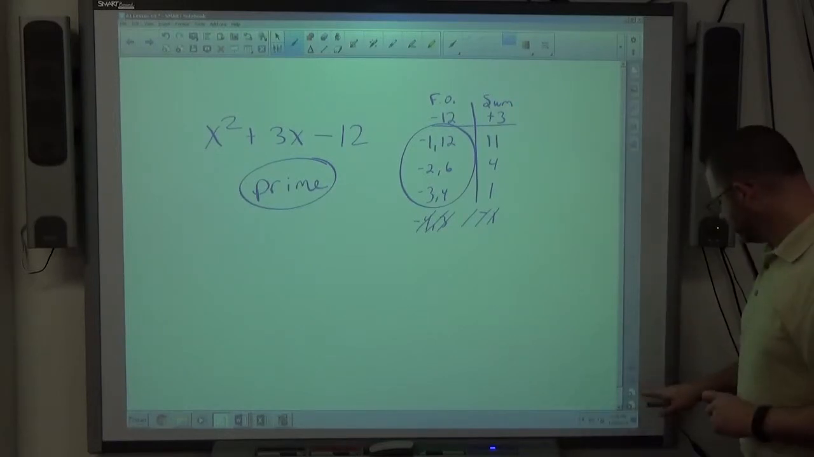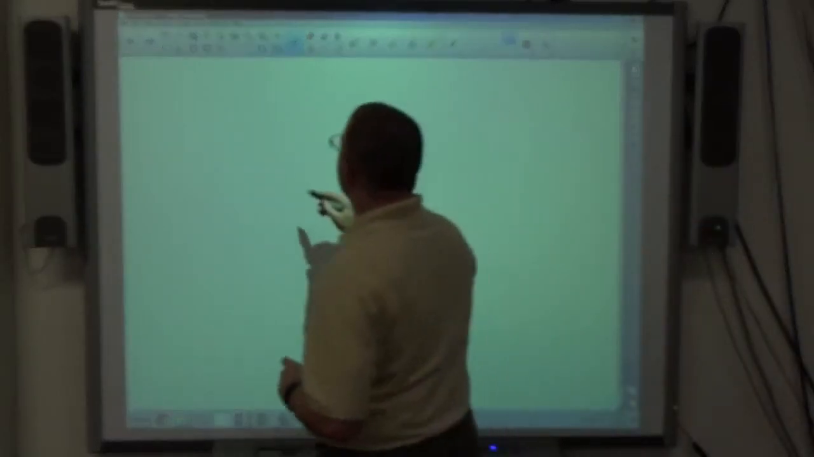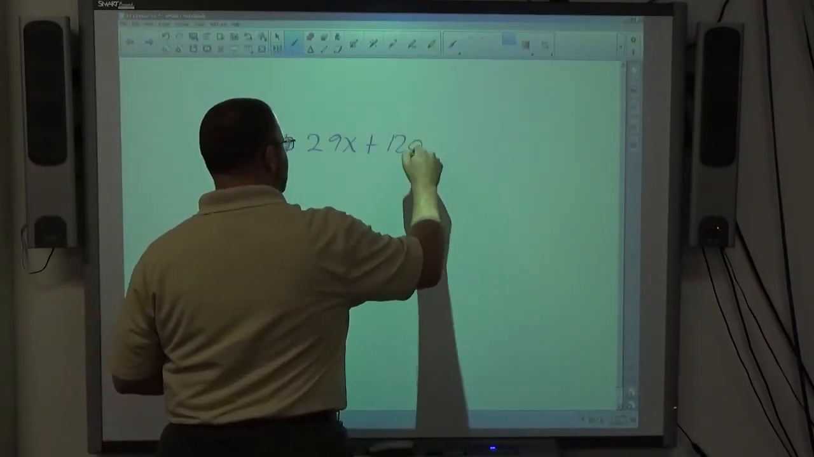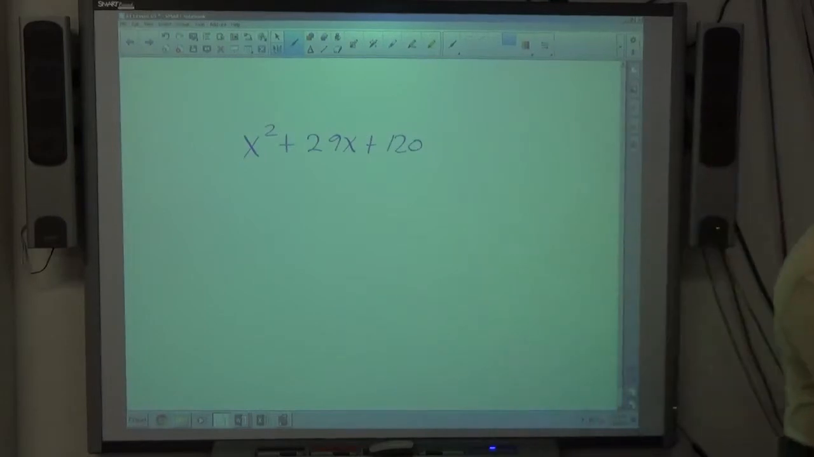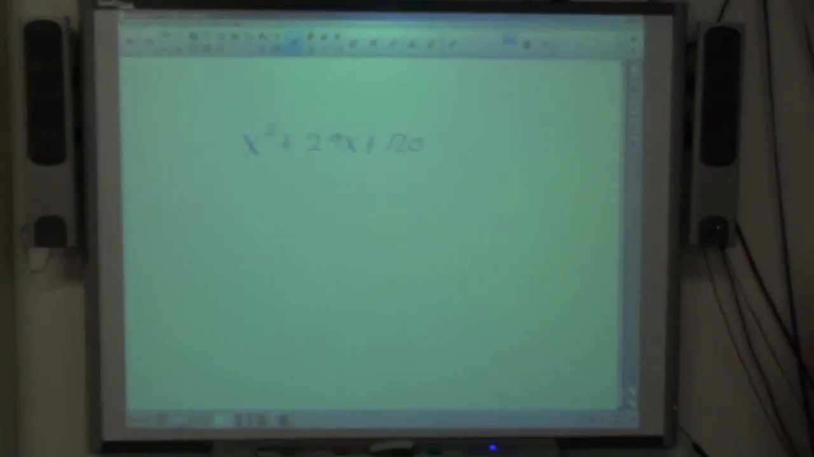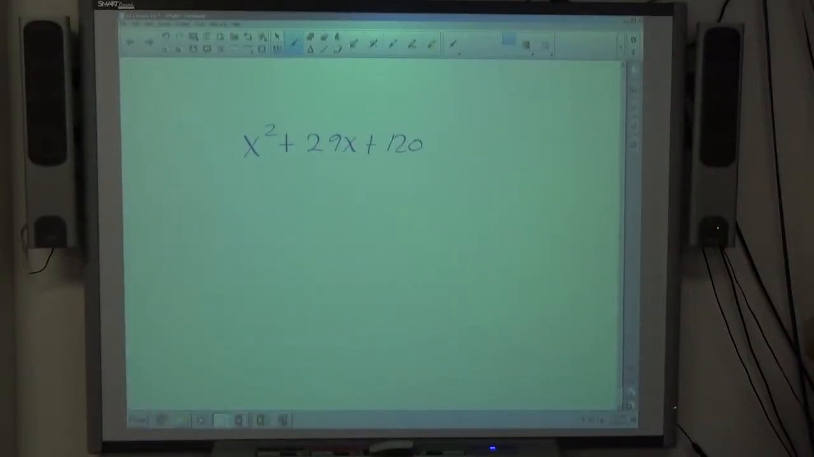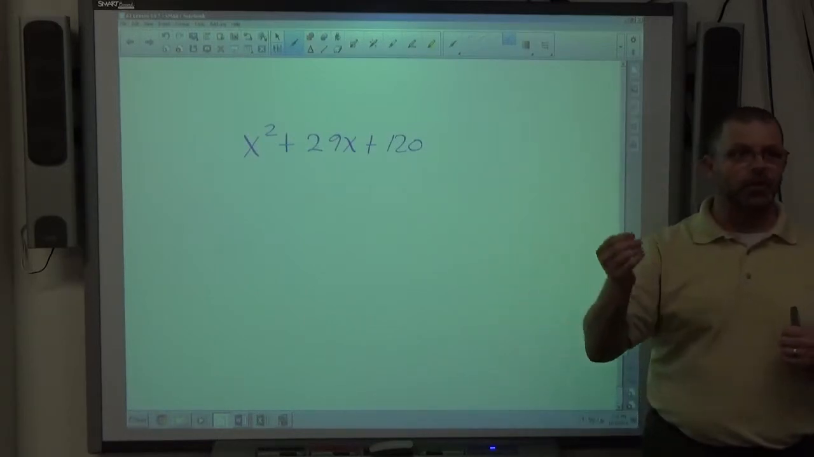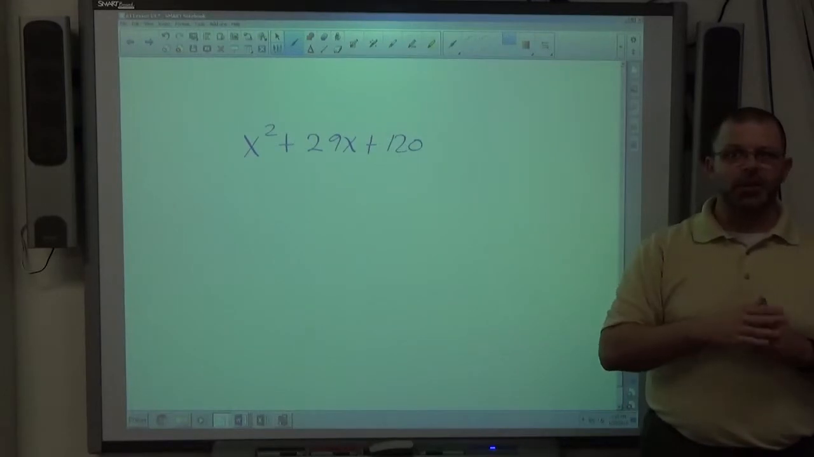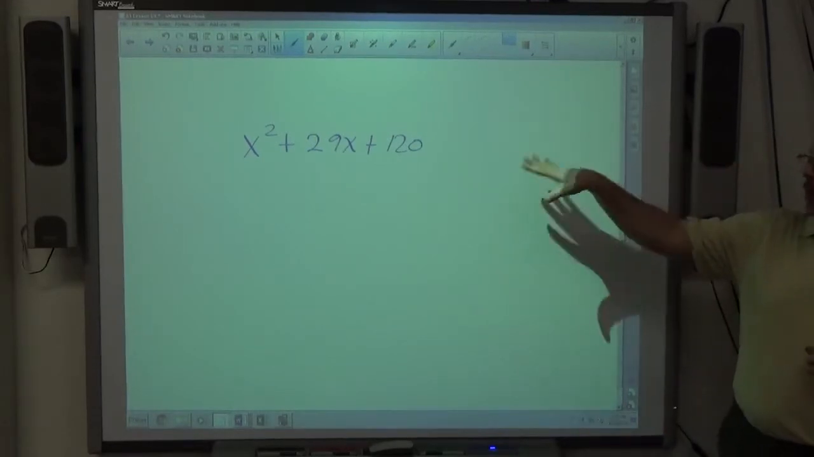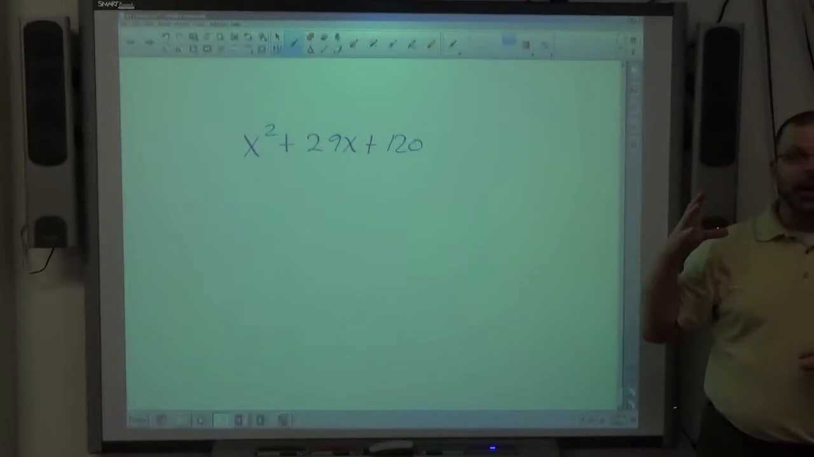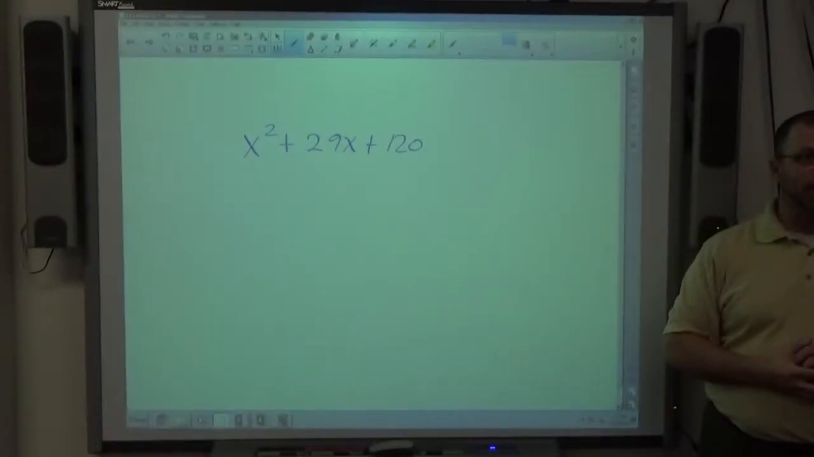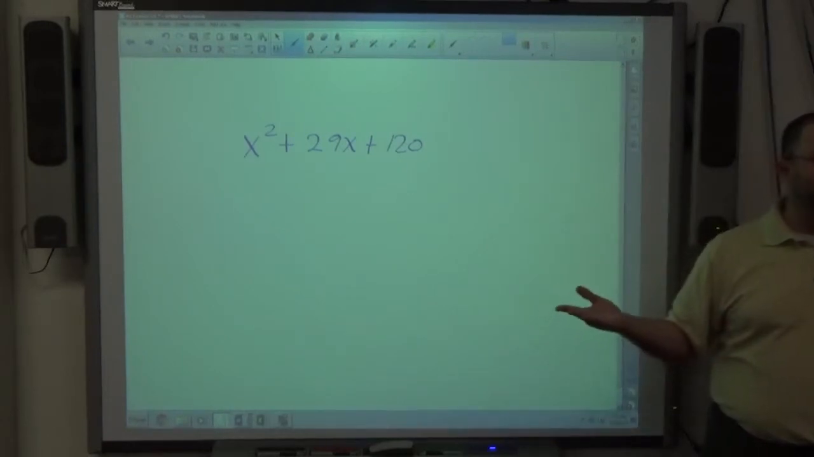Every one of these numbers has been pretty reasonable, right? Suppose they give you x squared plus 29x plus 120. This is one where you should do a systematic list, in other words, try 1, then try 2, then try 3, then try 4, and so on. If you do a systematic list, you don't leave any out. A lot of times people get one like this, think of everything they can think of that goes into 120, they leave something out, and you don't have a complete list. You don't see 29 on there, you think it's prime, but it isn't.